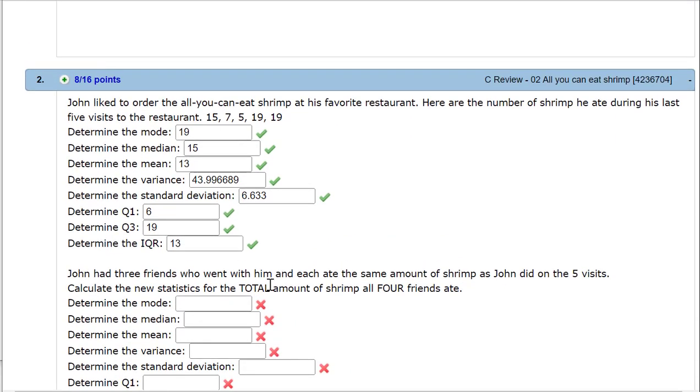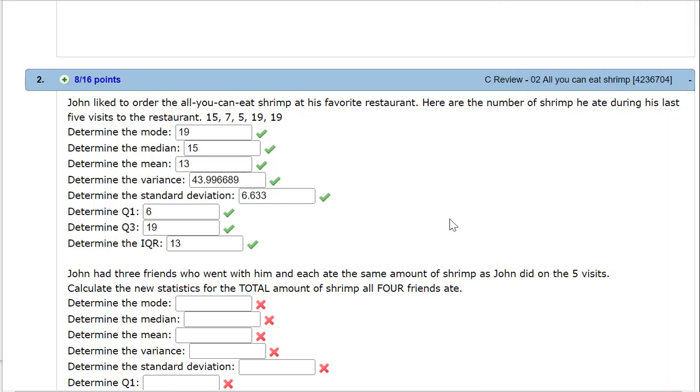Now, John had 3 friends who went with him, and each ate the same amount of shrimp as John did on the 5 visits. All right. Calculate the new statistics for the total amount of shrimp all friends ate. First of all, there are definitely shortcuts here. You could multiply all these values by 4 and put them in Stapplet. But you can also just multiply all these values by 4.